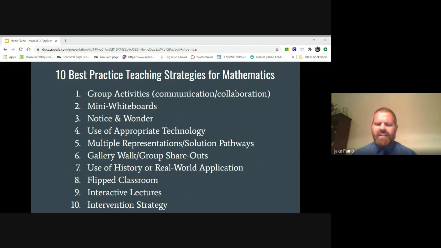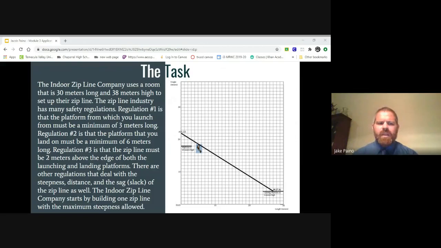And to go over these instructional strategies that I like to use, I want to use just a task that I use at the beginning of every year for Algebra 2.